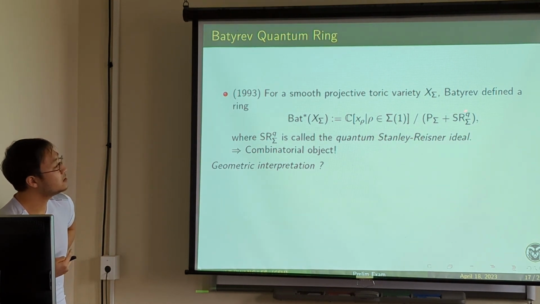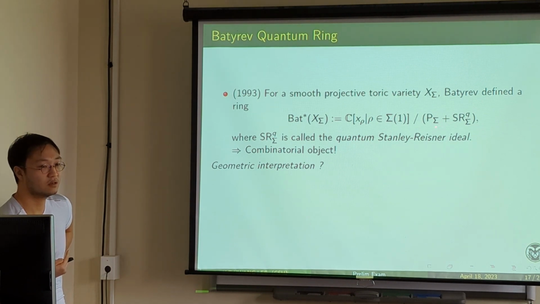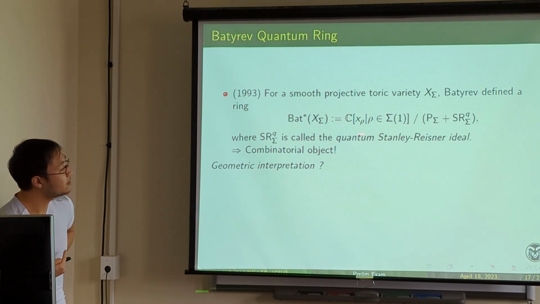The nice thing here is that this algebraic ring is fully defined through combinatorial data of a fan. So we can compute these relations from that data. Because this is defined in a purely algebraic way, what would be the geometric interpretation of this Batyrev ring?